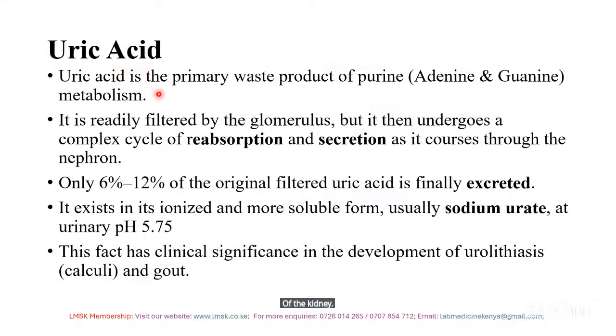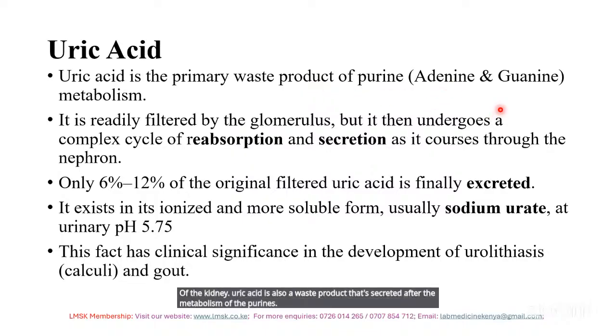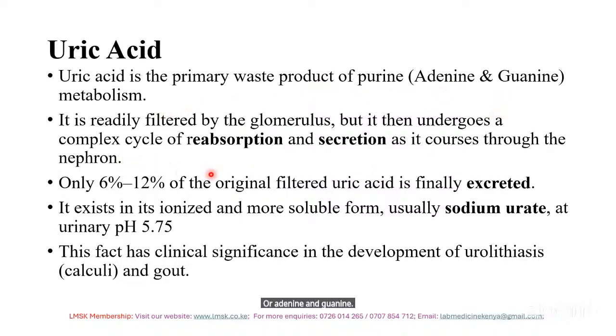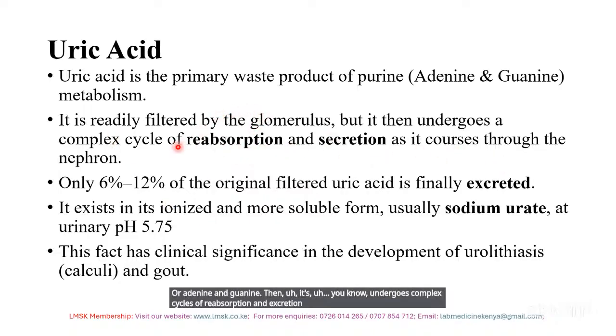Uric acid is also a waste product that's created after the metabolism of the purines, adenine and guanine. Then it undergoes complex cycles of reabsorption and secretion in the course of the nephron, and only around 6 to 12% of the original filtered uric acid is actually excreted in the urine.